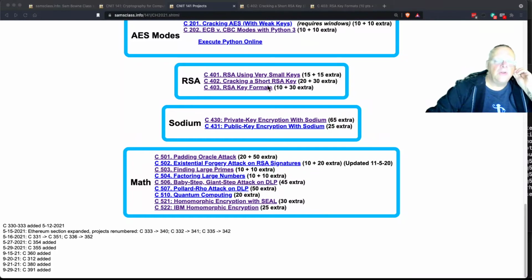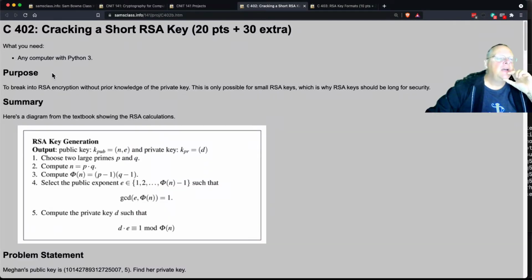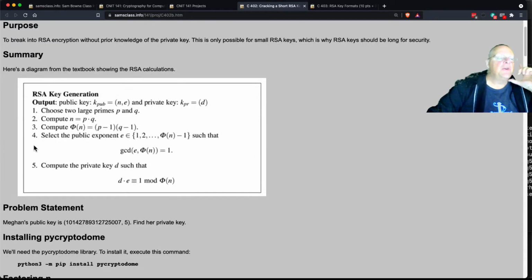So I'm going to look at 402 now in the RSA section. And that's here. So we're going to crack a short RSA key. So here's RSA. Now to make an RSA key, you make a public key and a private key.